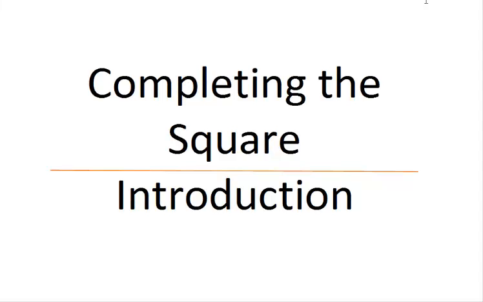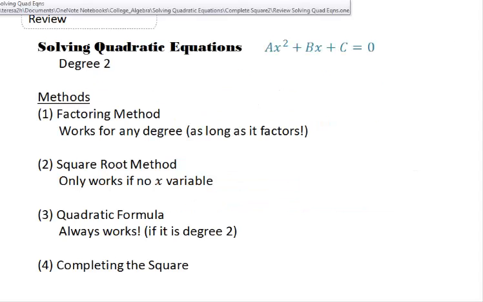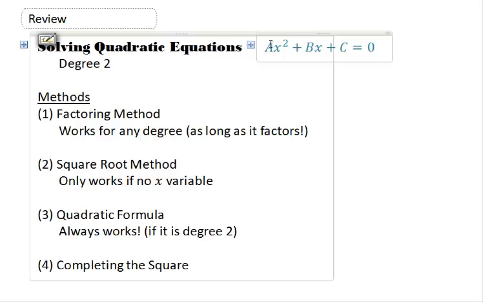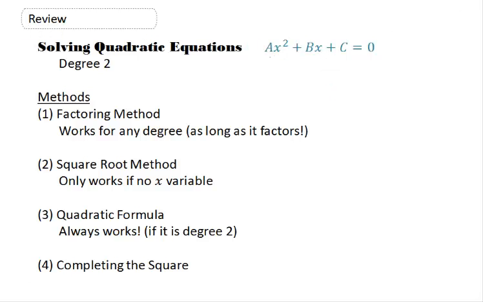Completing the square. Introduction. What completing the square process is, it is another way to solve quadratic equations. So let's quickly review the methods that we already know to solving quadratic or degree 2 equations. Remember, these equations typically look like this up here in standard form: ax squared plus bx plus c equals 0.